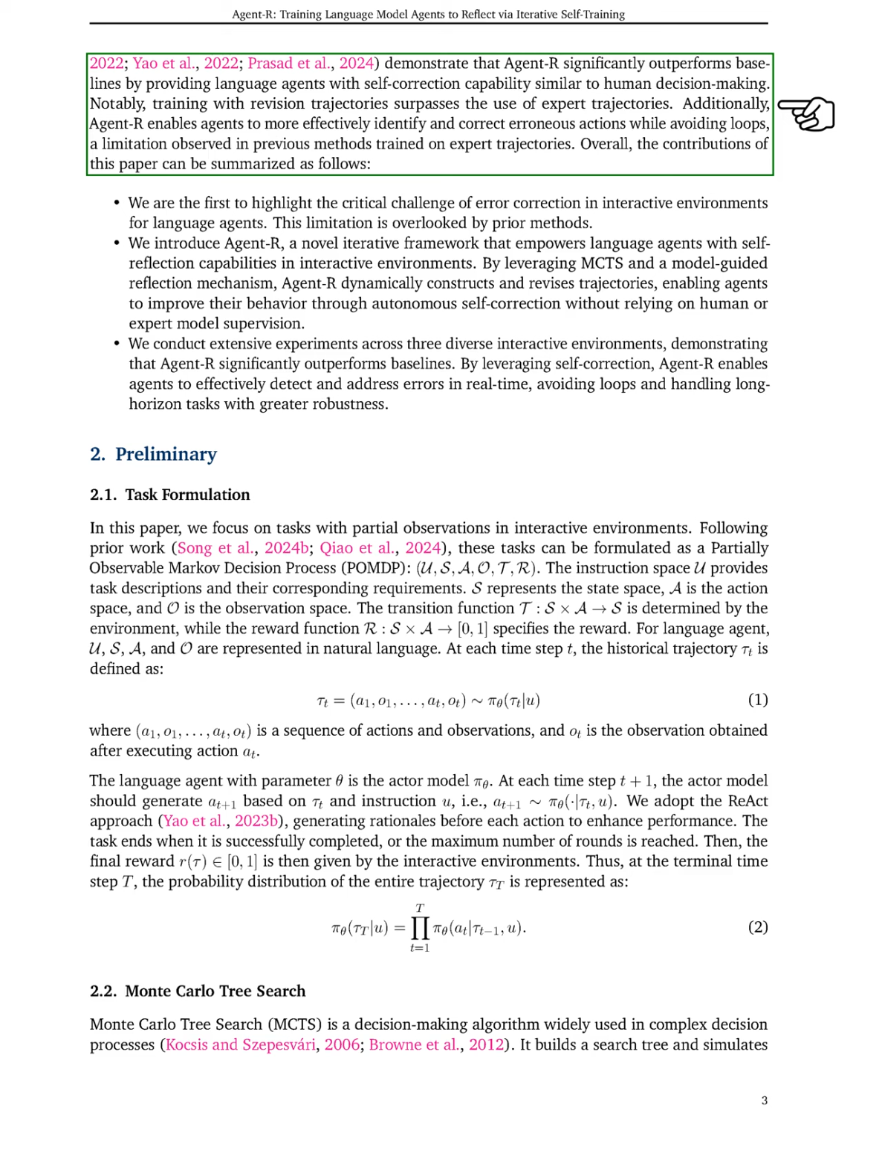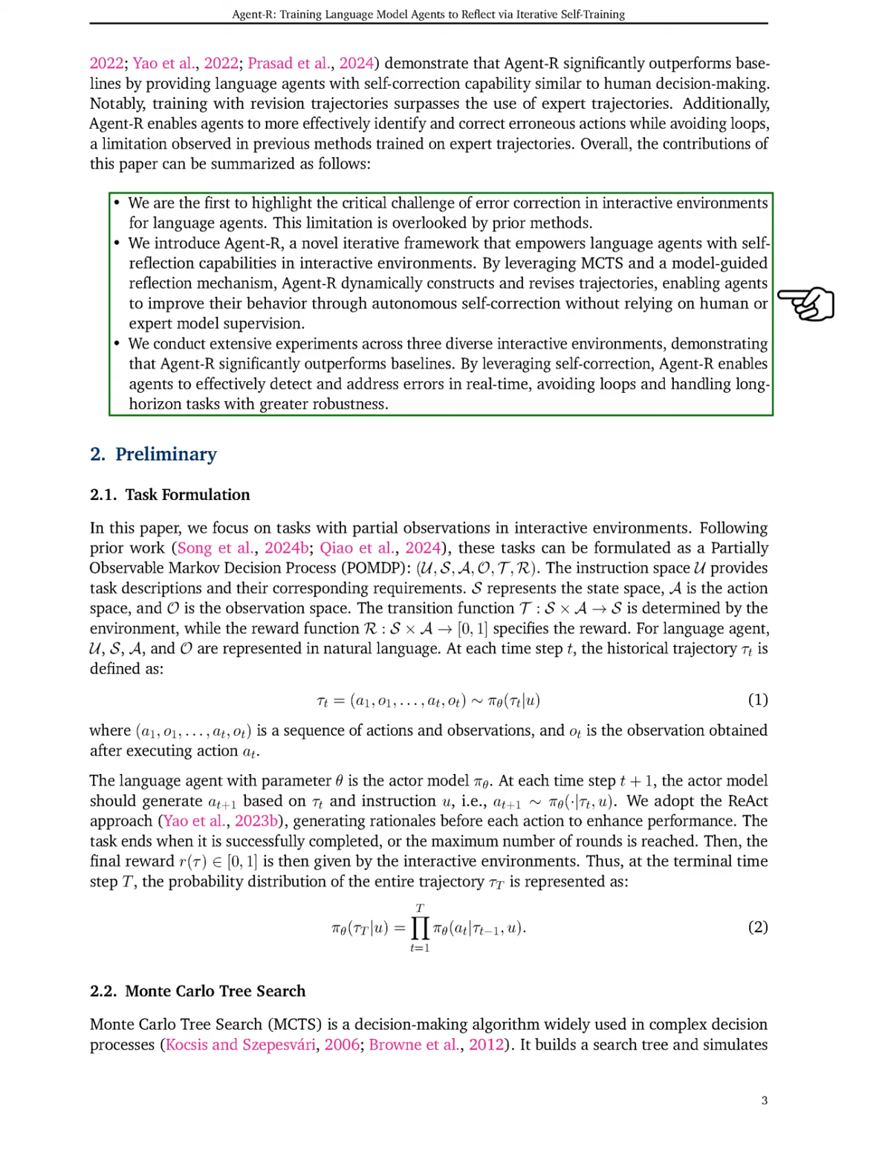Notably, training with revised trajectories is more effective than using expert trajectories, allowing agents to better identify and correct mistakes while avoiding repetitive errors. In summary, we are the first to address the critical challenge of error correction in interactive environments for language agents, a gap overlooked by previous methods. We present Agent R, an innovative iterative framework that equips language agents with self-reflection capabilities.